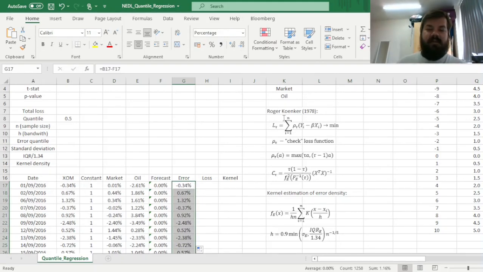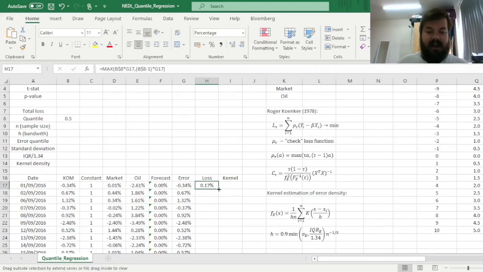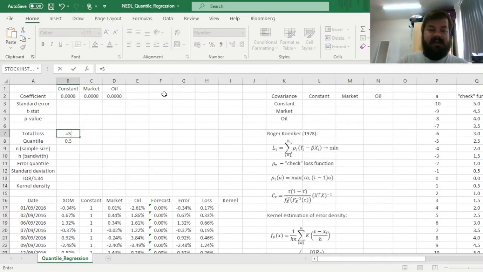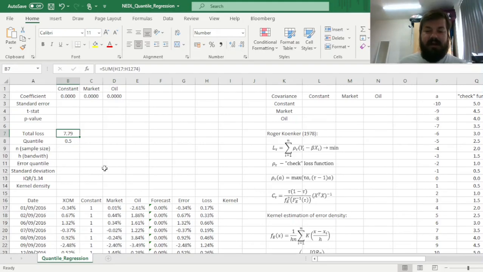And then we apply the check loss function to calculate the loss, the asymmetric absolute deviation from the true value of y. So here we input this functional logic, the maximum of two values. So the maximum of tau times the error and tau minus 1 times the error. And we lock the row for tau and don't lock the row for the error for obvious reasons. And here we can apply the loss function for all of our observations and calculate the total loss as the sum of all loss observations. And we get a total loss of 7.79.